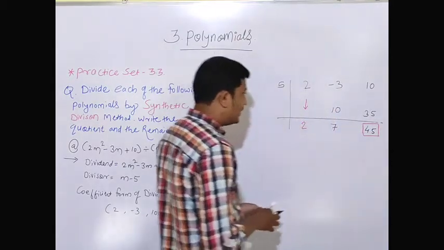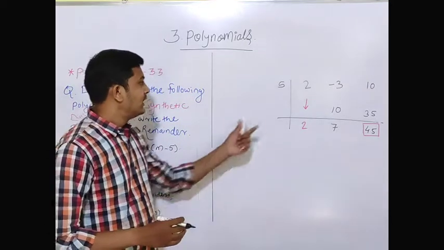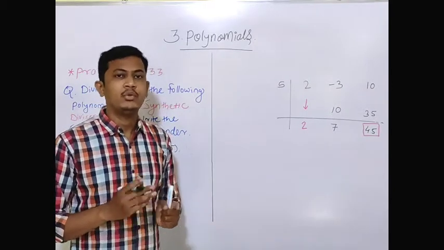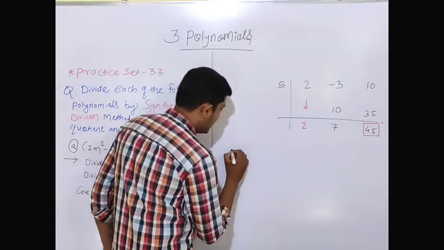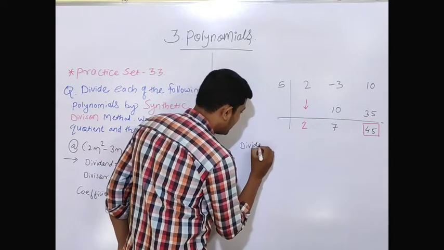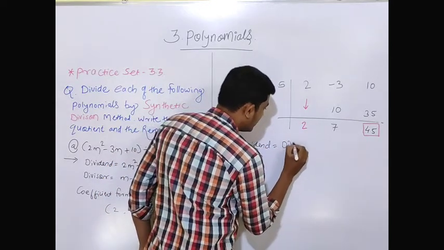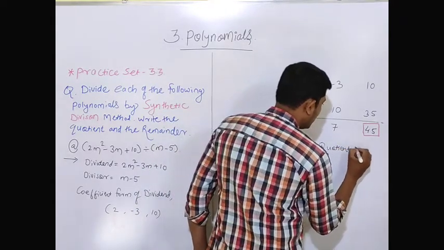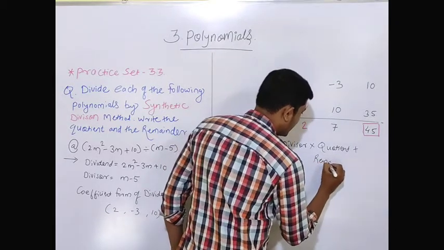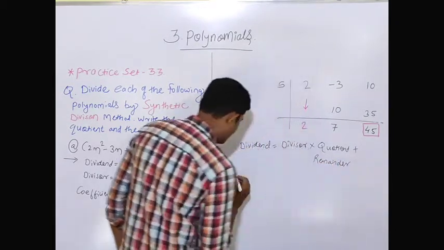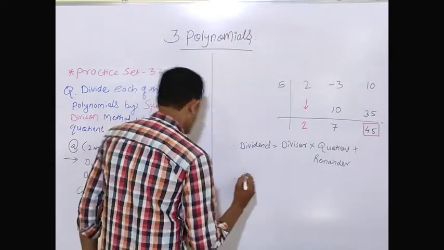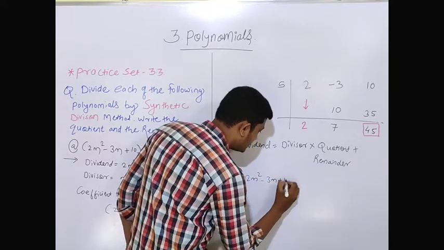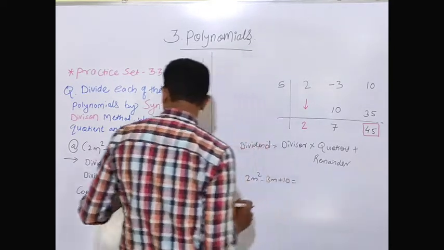So if we have to write the division of the given polynomials in the form of dividend equal to divisor into quotient plus remainder. Therefore, dividend equals divisor into quotient plus remainder. So what does it come to? The dividend is simply 2m square minus 3m plus 10, which is equal to, what was the divisor? The divisor is m minus 5.